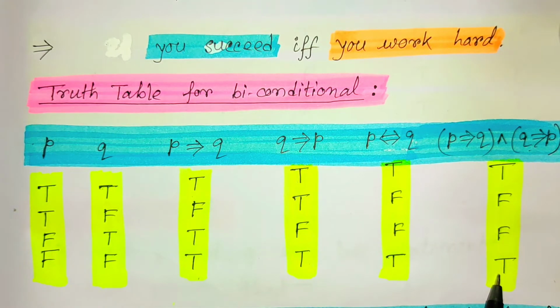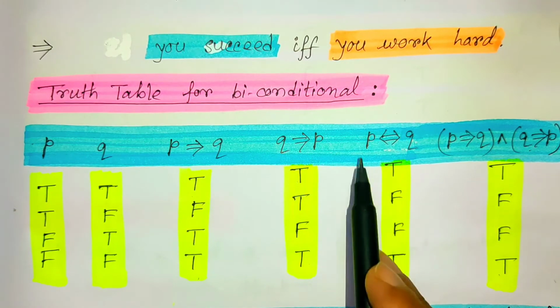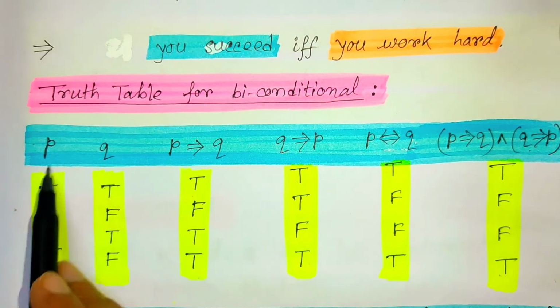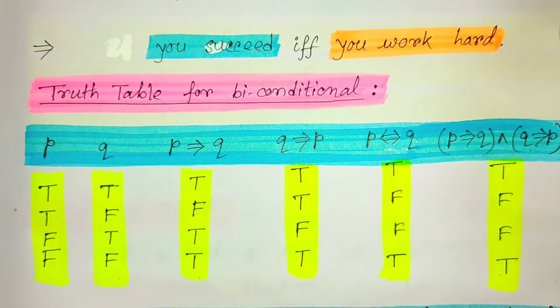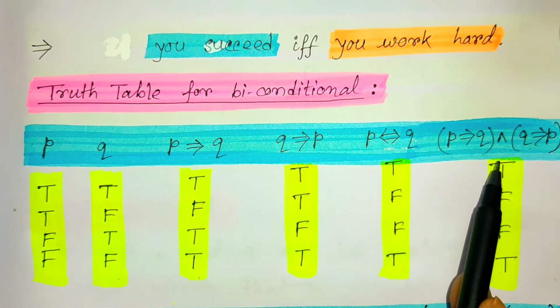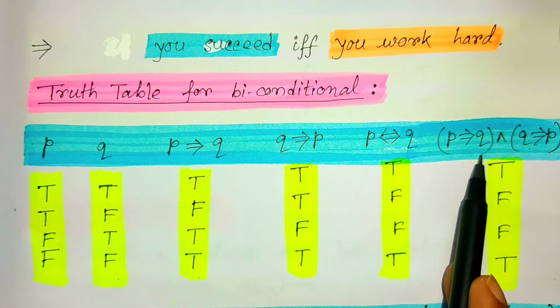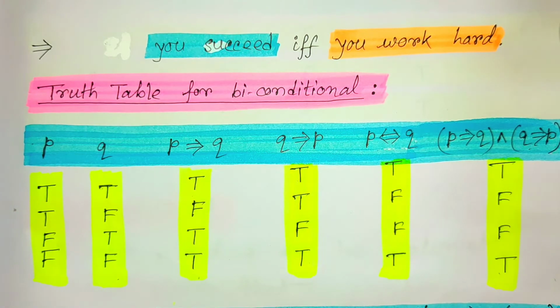And we know as it is the biconditional, when both are true, then it is true. When both are false, then it is also true. That is the outcome, or the truth value, for the biconditional. So for the biconditional, true, false, false, true is the outcome for this input. So here we find that these two are the same. So we can write the biconditional in this way, and simultaneously with the help of the conditional also: P implies Q and Q implies P, so that both the results are the same.